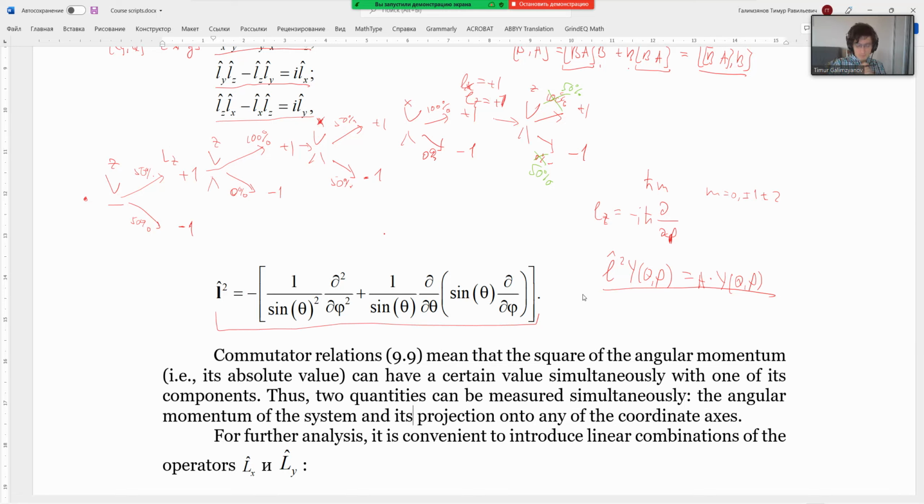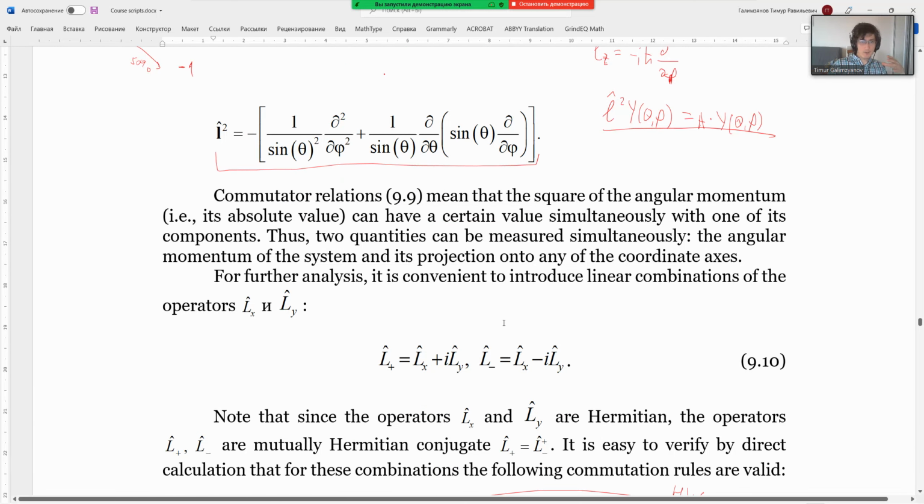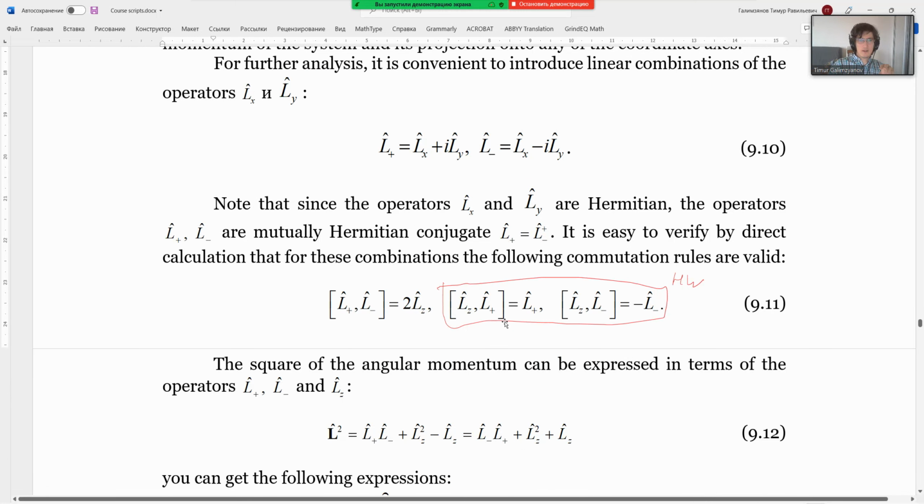So one can solve this equation and use boundary conditions due to periodicity of the function with respect to phi. However, this equation is not so simple. It is a partial differential equation. Its solution can be difficult. So I will show you a more elegant, more beautiful way to calculate the eigenvalues of L squared. However, before that, we have to introduce some auxiliary operators, L plus and L minus, which are defined in the following way.